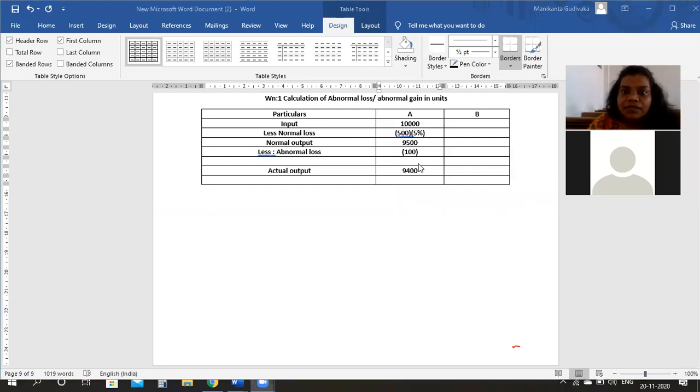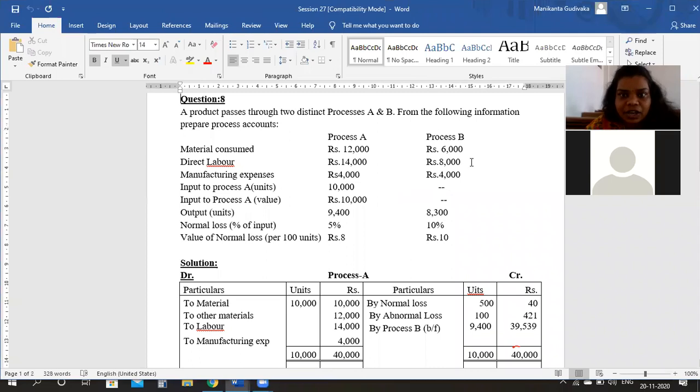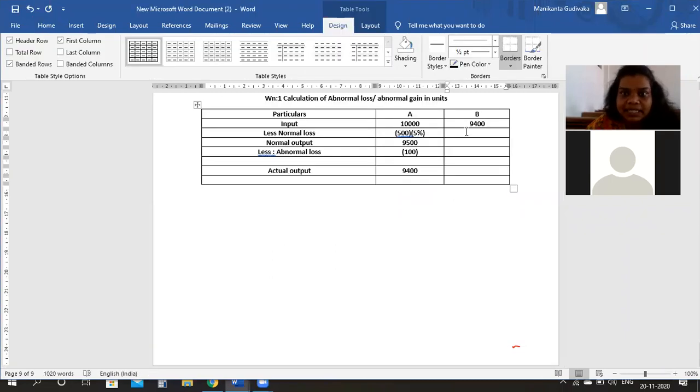Now this 9,400 will be taken into your process B. So please take 9,400. Now in process B, you have a normal loss of 10%. When I calculate 10%, I would get 940 if I'm not wrong. So 10% I'll be taking here. Now after subtraction, someone help me with the numbers.